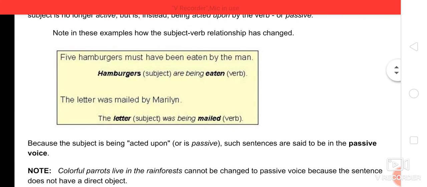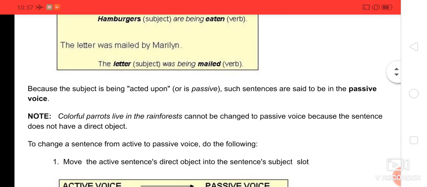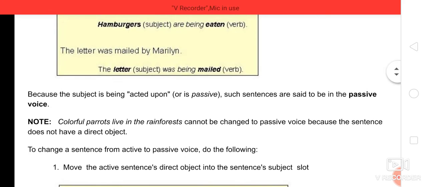Second, the letter was mailed by Marilyn. So what is mailed here? The letter was mailed. In this way we convert active voices into passive voices. What about the third sentence? Colorful parrots live in the rainforest cannot be changed to passive voice because the sentence does not have a direct object.